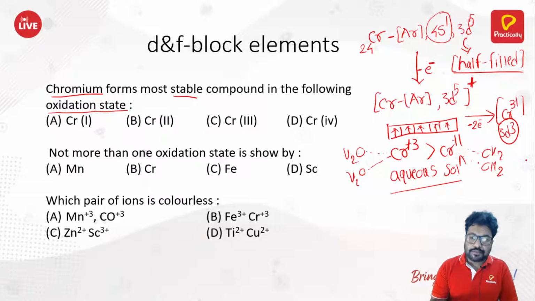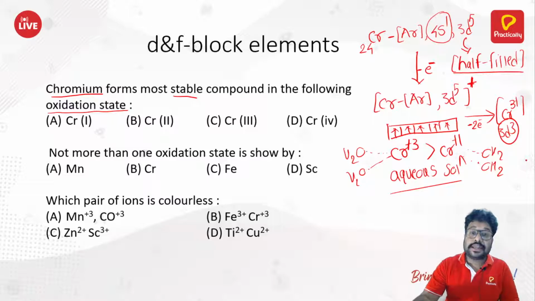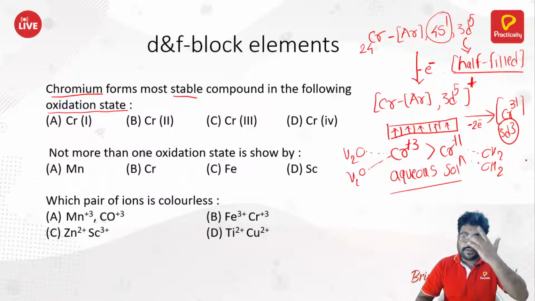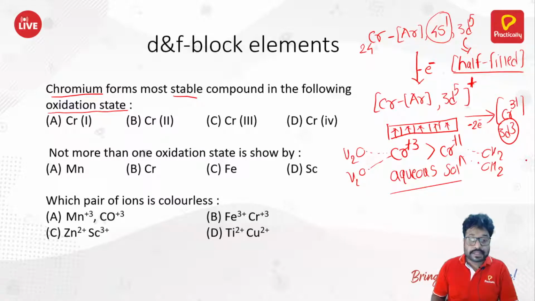Now you tell me, between plus 3 and plus 1, which has a stronger charge? Plus 3 has higher magnitude of charge. Since it has higher magnitude of charge, it can be stabilized more effectively by water, making it release more hydration energy. And when it releases more hydration energy, obviously Cr3 plus becomes more stable than Cr plus 1. That is why, as far as chromium is concerned, Cr plus 3 is the most stable oxidation state for chromium. Okay, that is why in this case the answer is C.